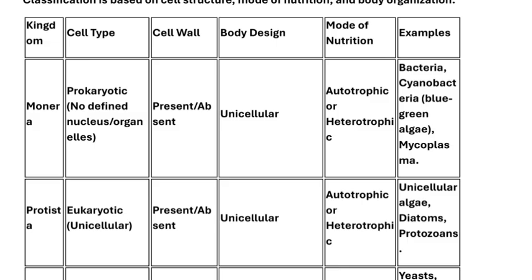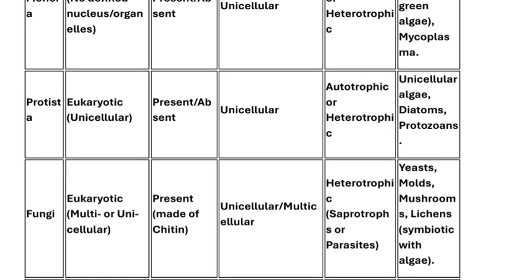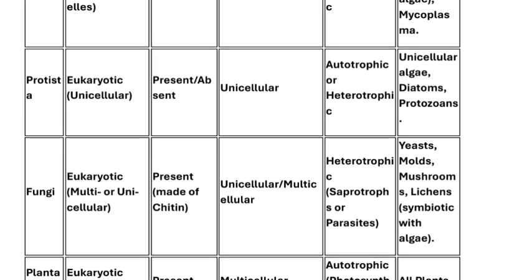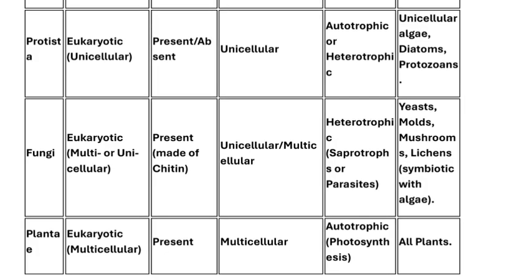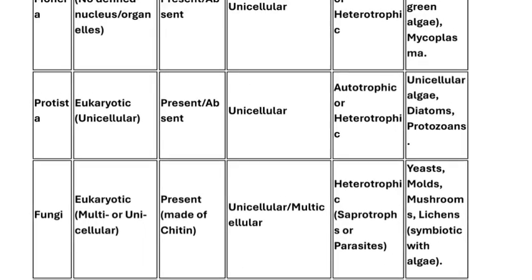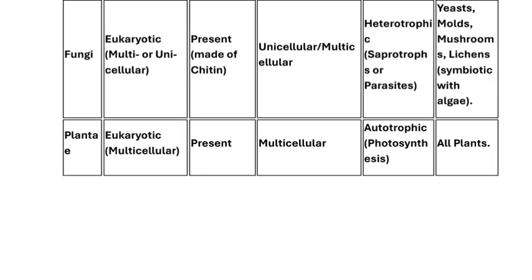Examples: Monera, prokaryotic, no defined nucleus or organelles, unicellular, bacteria, cyanobacteria, blue-green algae, mycoplasma. Autotrophic or heterotrophic. Protista, eukaryotic, unicellular, autotrophic algae or diatoms, heterotrophic protozoans. Fungi, eukaryotic, cell wall present, made of chitin. Yeasts, heterotrophy. Molds, mushroom, unicellular or multicellular, saprotroph. Lichens are symbiotic associations of fungi with algae.